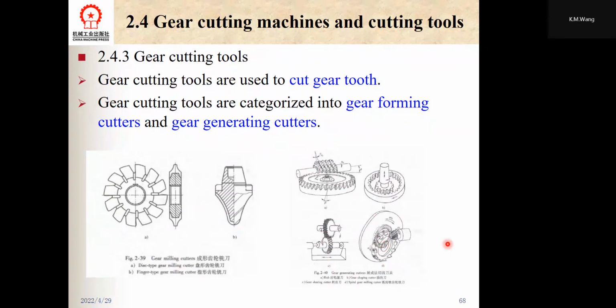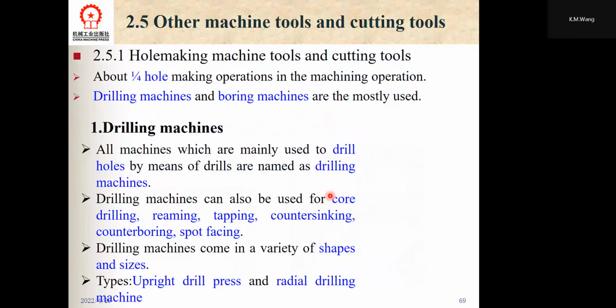And 2.5 is the other machine tools and cutting tools. The first is the hole making machine tools and cutting tools. About hole making operations in the machining operations, there are drilling machines and boring machines. Boring machines are the most used. First, we will introduce the drilling machines.